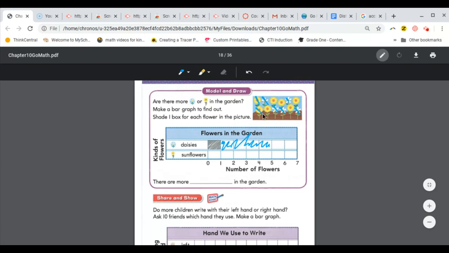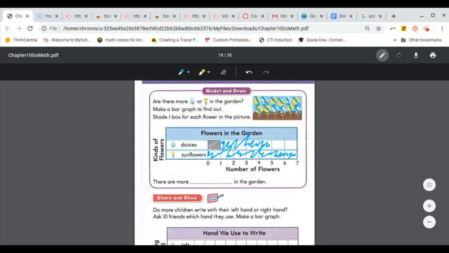Now let's count our sunflowers. 1, 2, 3, 4, 5, 6, 7. So we have 7 sunflowers.